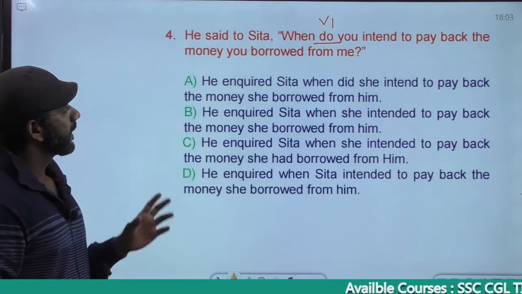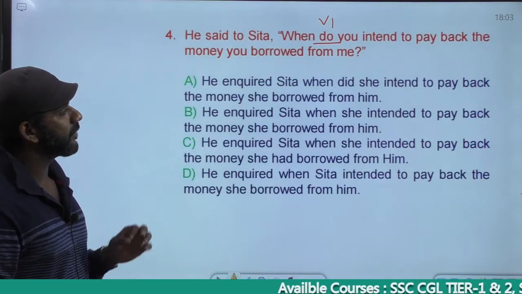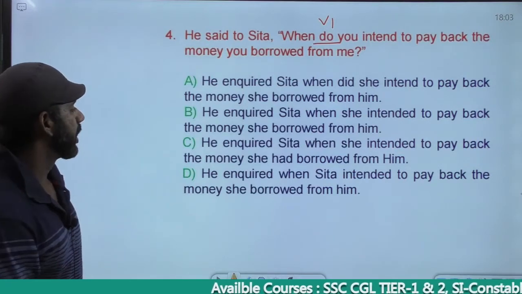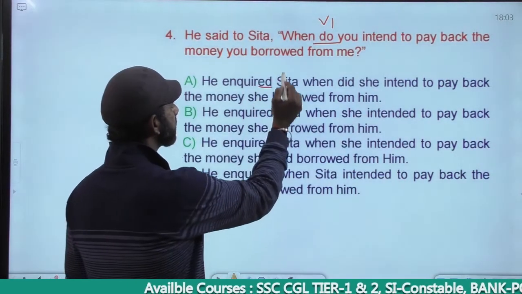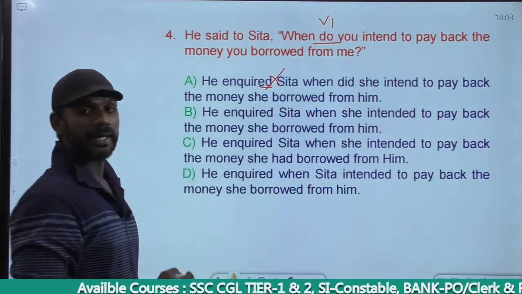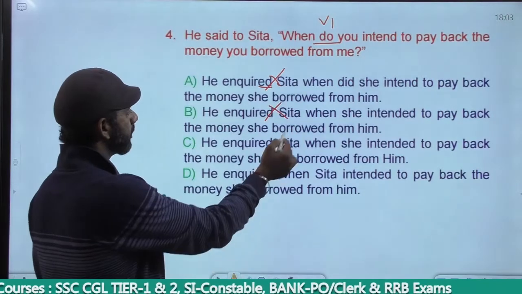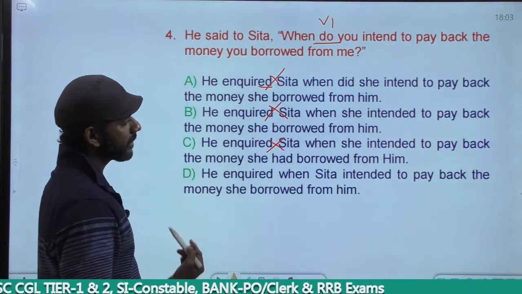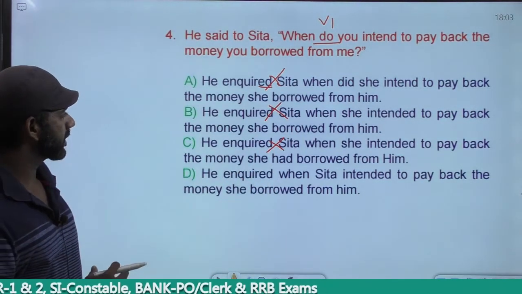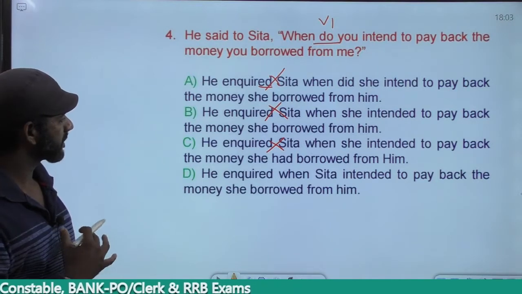Come to option A. He inquired Sita, when did she intend? Now he inquired Sita is a wrong usage. It must be he inquired of Sita. Based on that, A is gone, B is gone, C is gone. Now we have only one option left, that is option D.